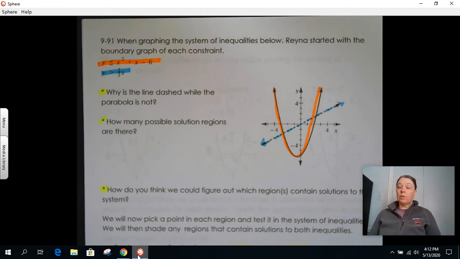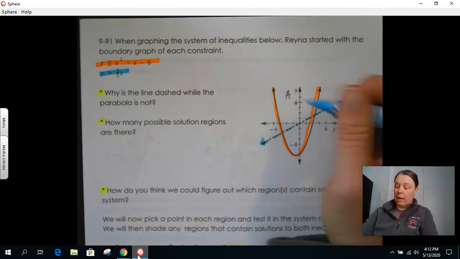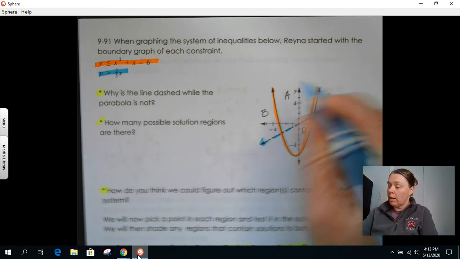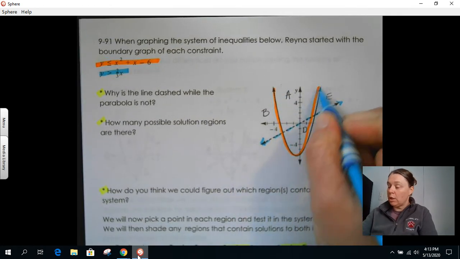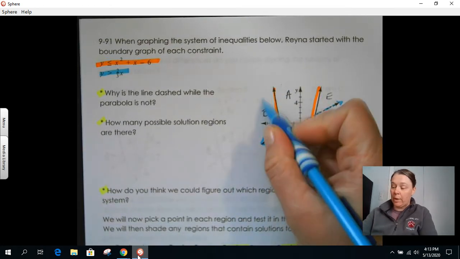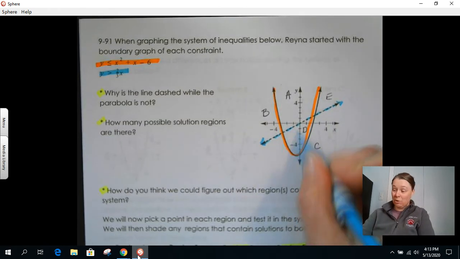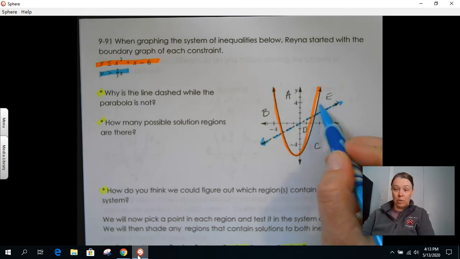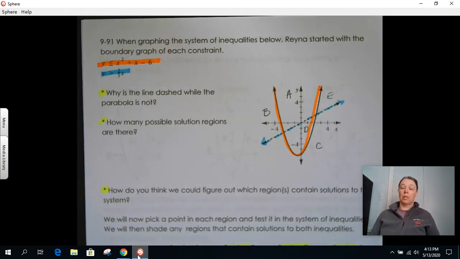Okay, so hopefully you've said that you see 5. I'm going to label them. So A, B, C, D, E, right? So everything up here is a region. Everything between the line and the parabola out here is a region. Everything in here is a region. All of this stuff out here is a region. And then up here is a region. So there are 5 different regions.